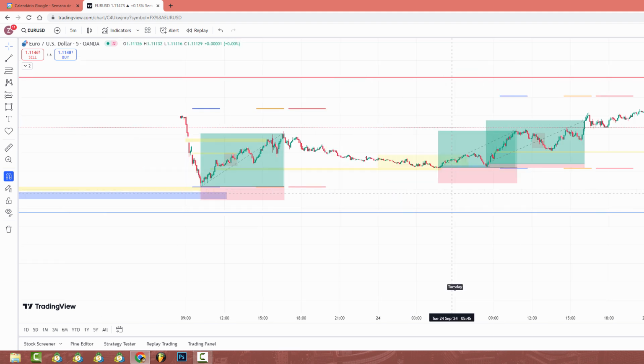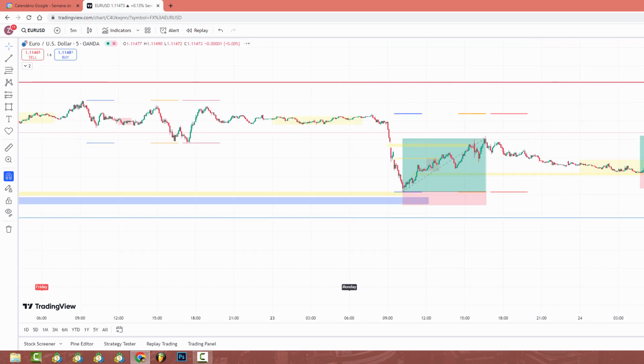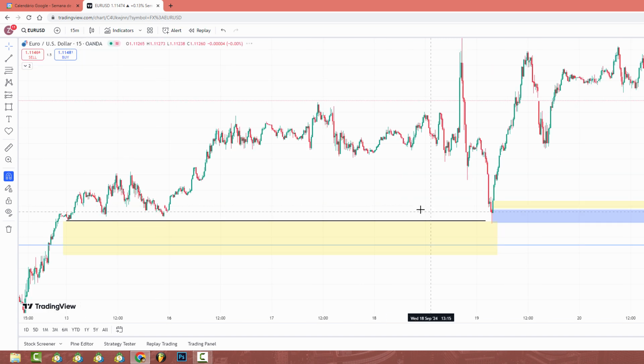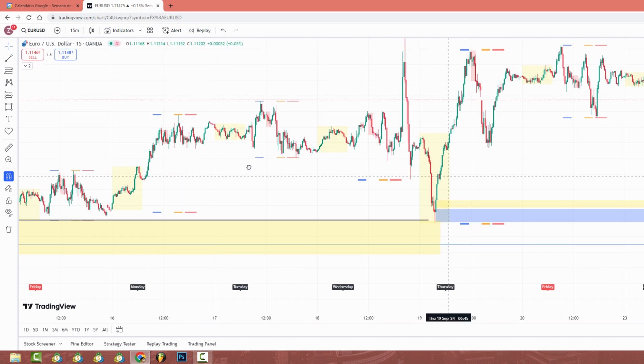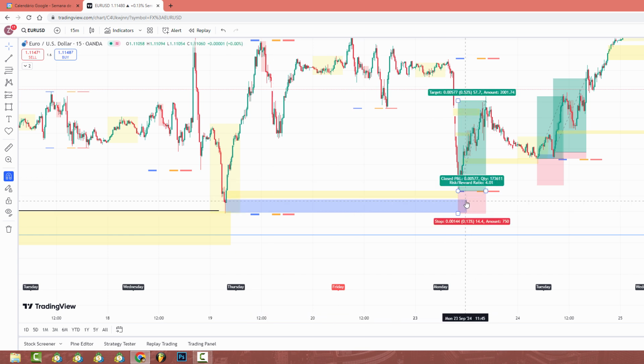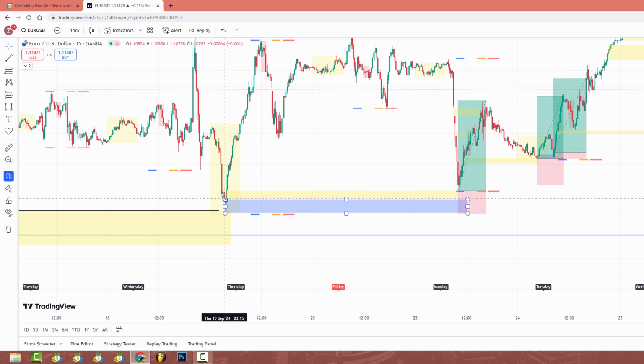Let's see if the 5 minutes is good. Yeah, you could refine your entry a bit and get in on the imbalance, because if you had taken the 15 minutes order block, which is a good time frame, you didn't have price come in. You just had it tag the order block, the imbalance.